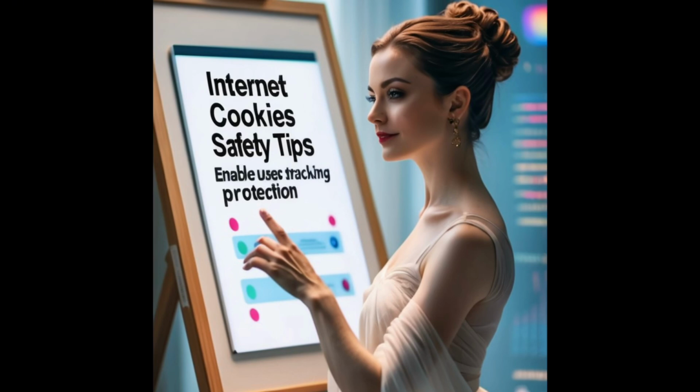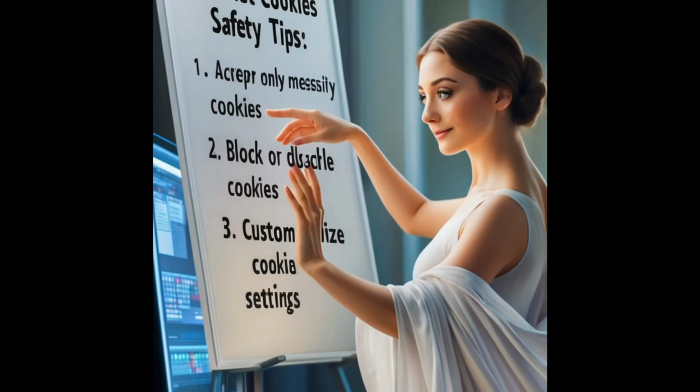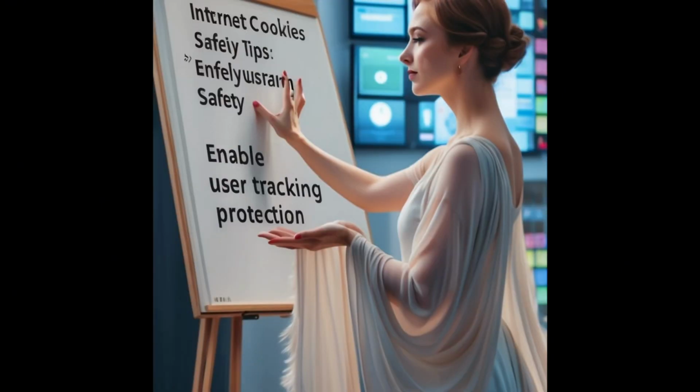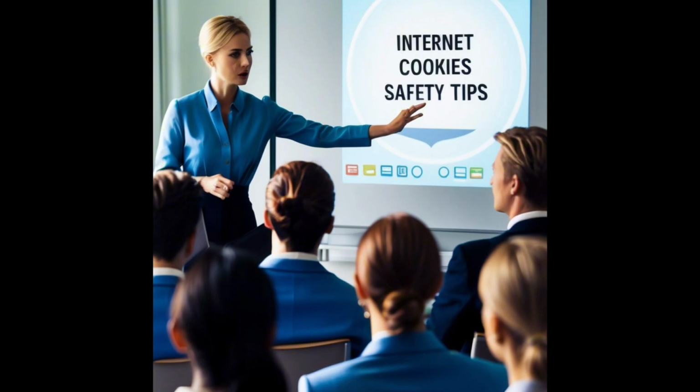To better protect privacy and personal data, online users can choose to accept only necessary cookies, block or disable cookies whenever possible, customize their cookie setting to limit tracking. They can choose to browse in incognito or private mode. They can choose to regularly delete cookies from their devices, use a VPN to enhance their privacy or security. They can also choose to enable two-factor authentication for added protection or use a password manager instead of storing their password on their browser. It's generally a good idea to decline third-party cookies.